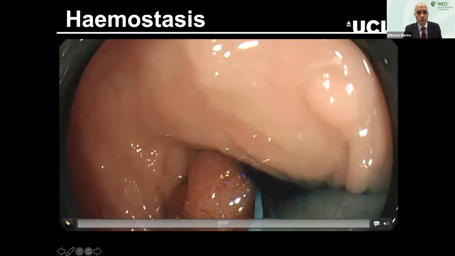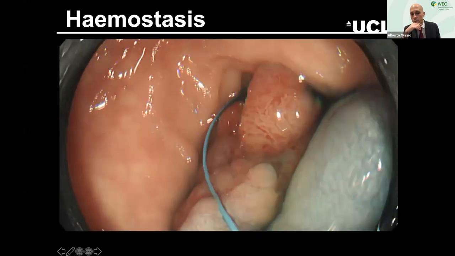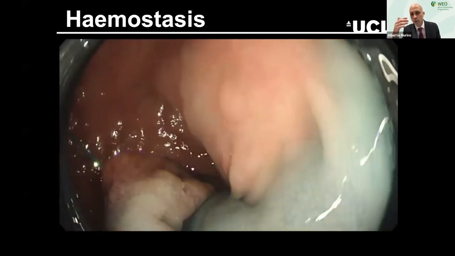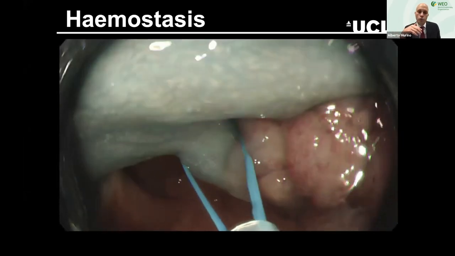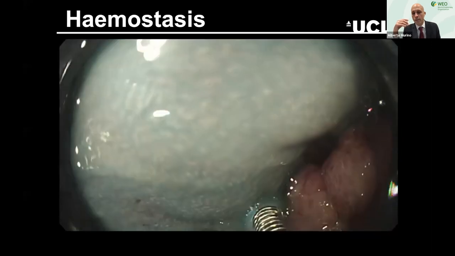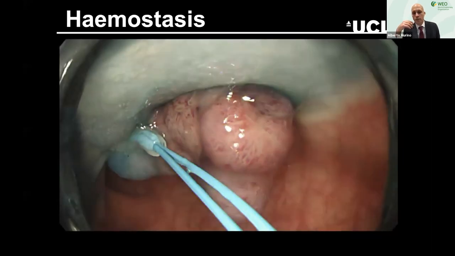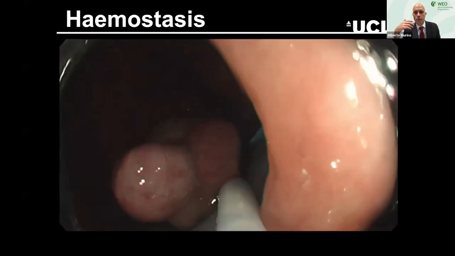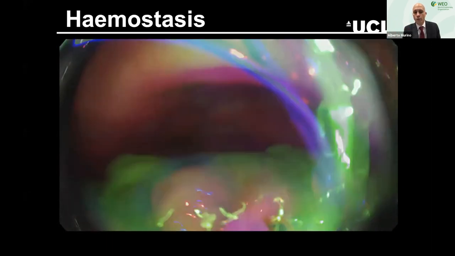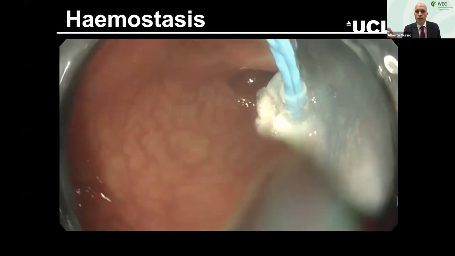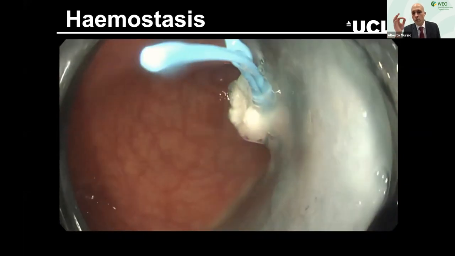So here is another video performed in our unit. We have injected the stalk of the polyp, but we want to be extra safe, so we place an endoloop. It's sometimes difficult to place the endoloop, but once it's done, you place the snare above the endoloop and you resect, and you can see that there is not a single drop of blood.